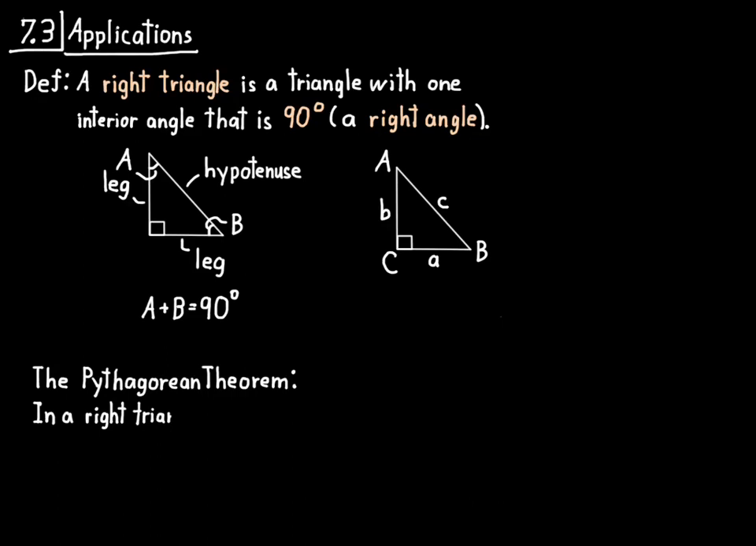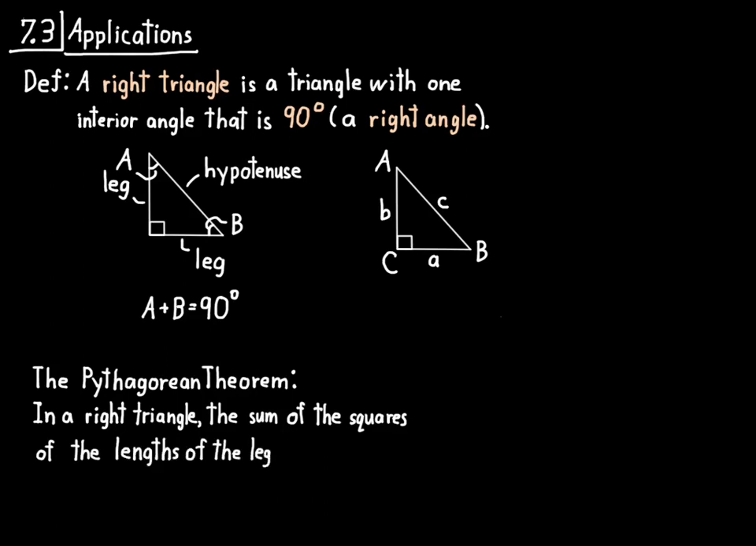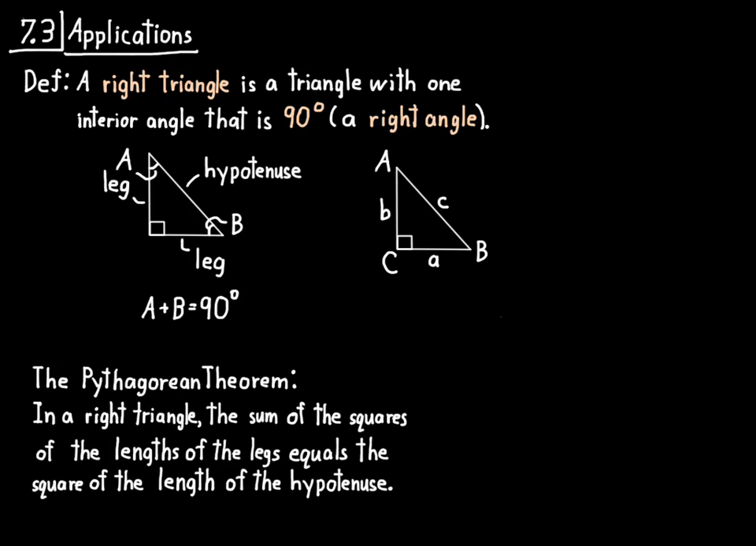Okay, so the Pythagorean theorem says in a right triangle, only right triangles, not other triangles, the sum of the squares of the lengths of the legs equals the square of the length of the hypotenuse. Sometimes people say this little shorthand: the sum of the squares of the two legs equals the square of the hypotenuse. They mean the length is just sort of implied in there. Okay, and this means if we use these labels that I have on this particular triangle, it comes out with a squared plus b squared equals c squared.